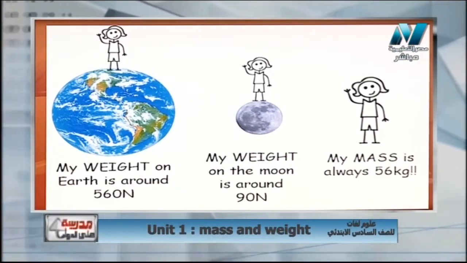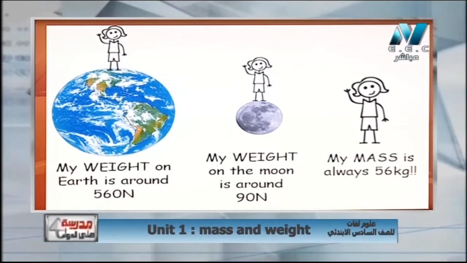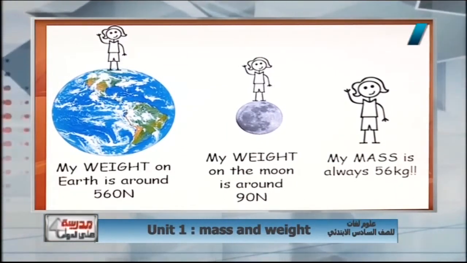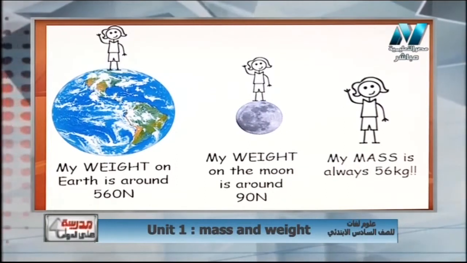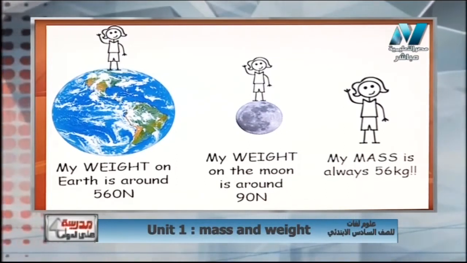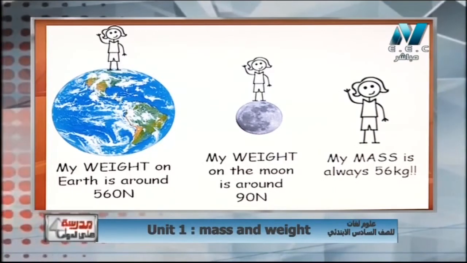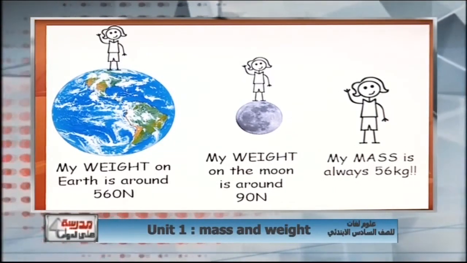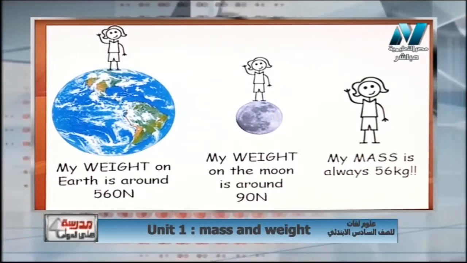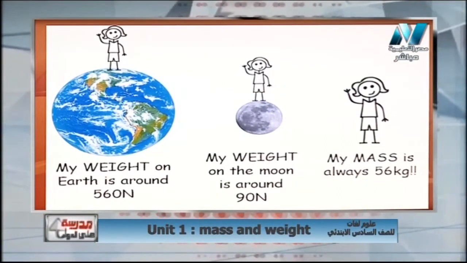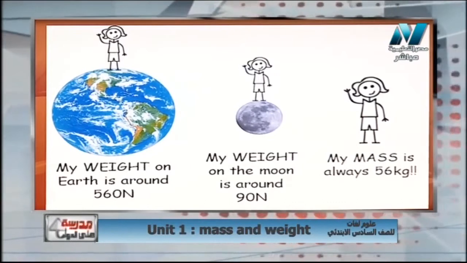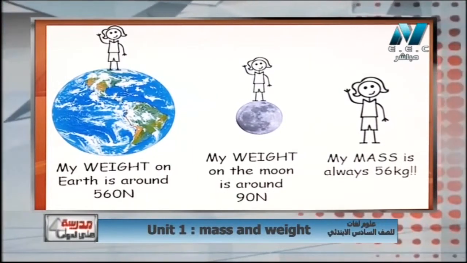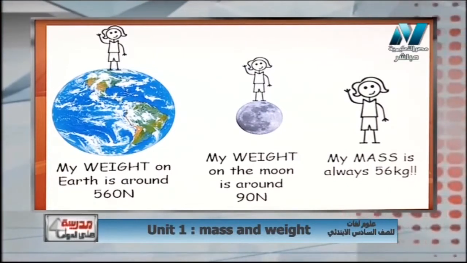The girl says my weight on earth is around 560 newtons. Here she is talking about her weight on earth, approximately 560 newtons, but my weight on the moon is about 9 newtons only. So the weight changes, but in the last picture she says my mass is always 56 kilograms. So the mass in all three pictures is 56 kilograms, but the weight changes.